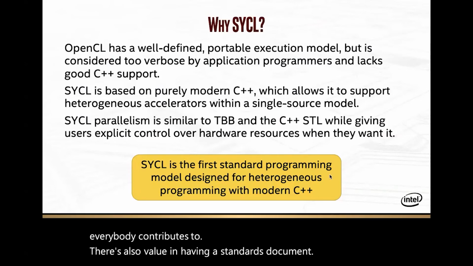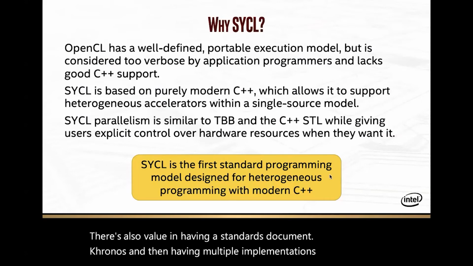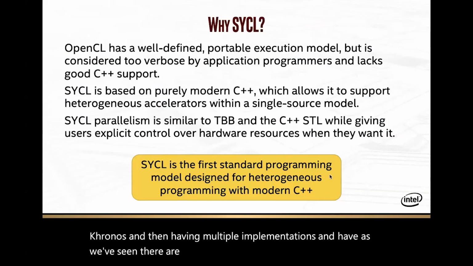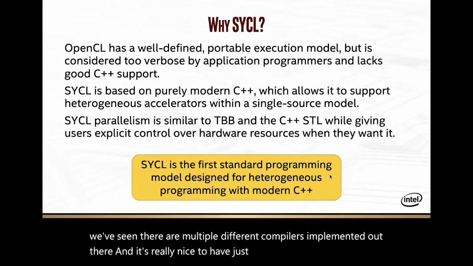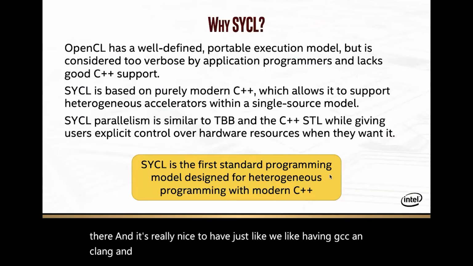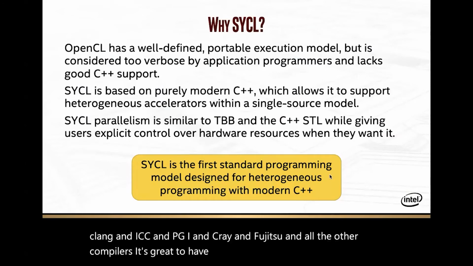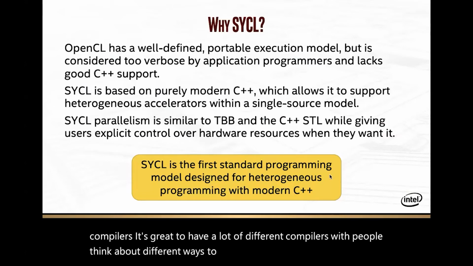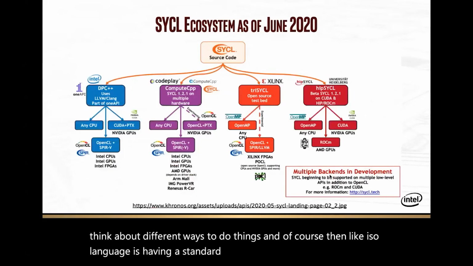And as we've seen, there are multiple different compilers implemented out there, and it's really nice to have, just like we like having GCC and Clang and ICC and PGI and Cray and Fujitsu and all the other compilers. It's great to have a lot of different compilers with people thinking about different ways to do things. And of course, then, like ISO languages, having a standards document to refer to. So this is the full ecosystem.